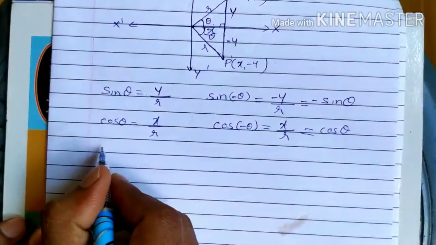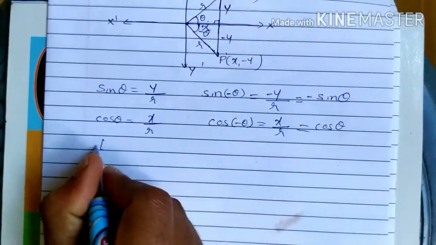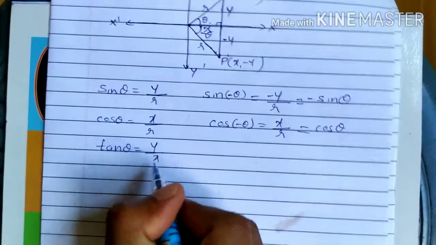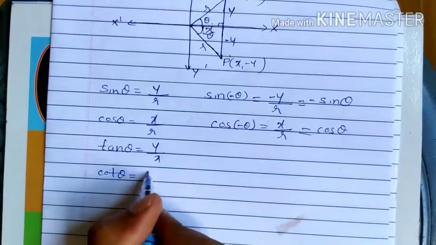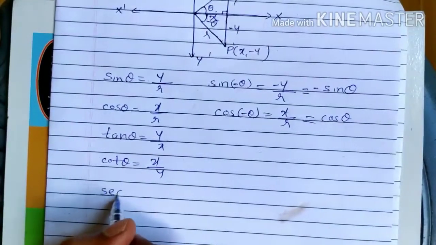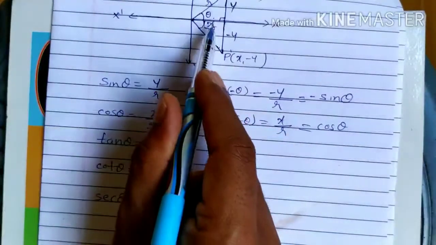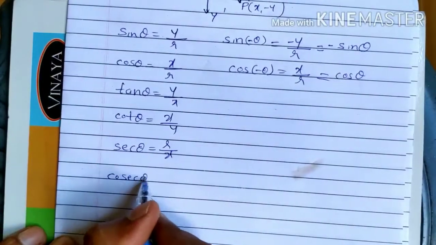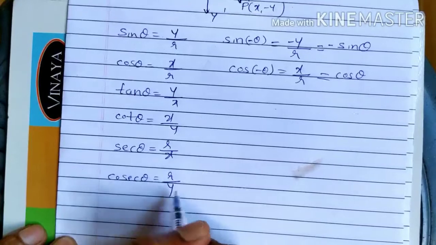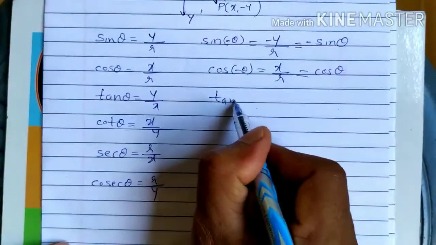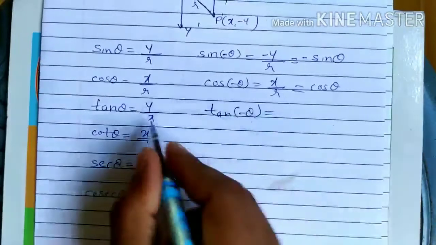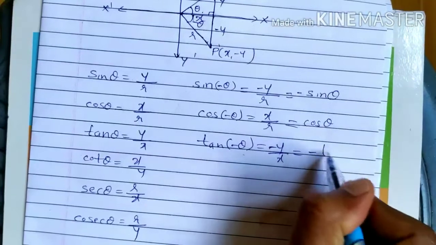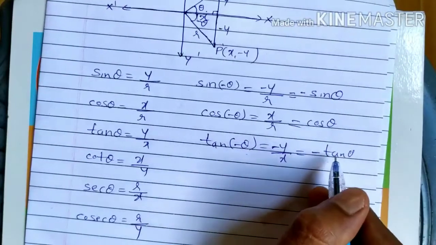Using the same figure you can also calculate for tan. Tan theta is equal to y by x, cot theta is equal to x by y, sec theta is r by x, and cosec theta is equal to r by y. But here tan of minus theta is equal to minus y by x, that is equal to minus tan theta. So tan of minus theta is equal to minus tan theta.